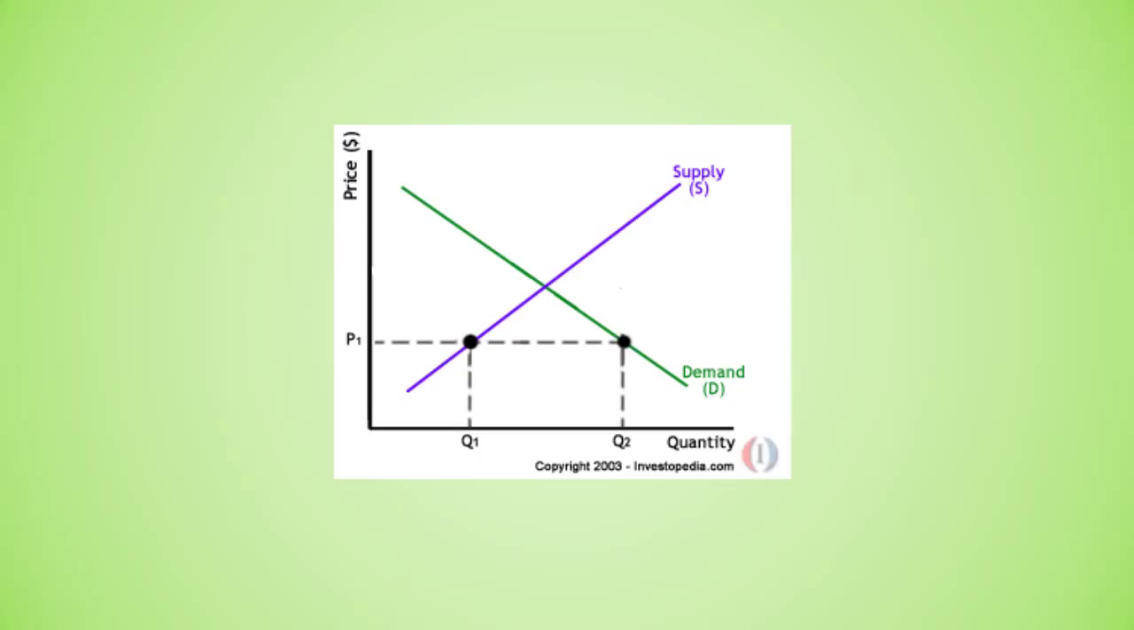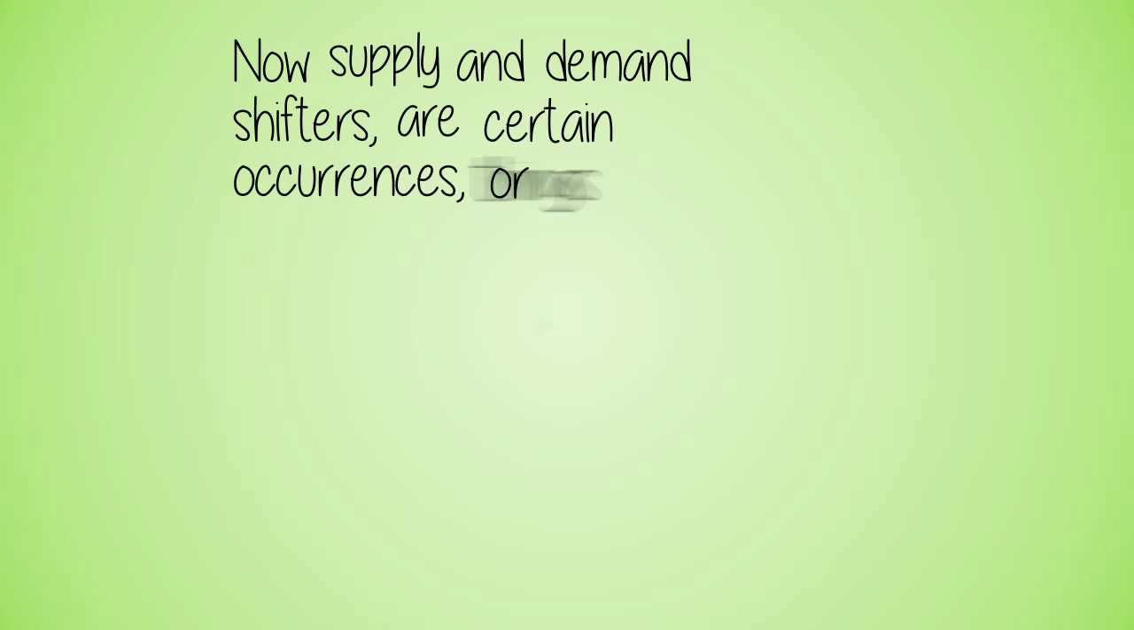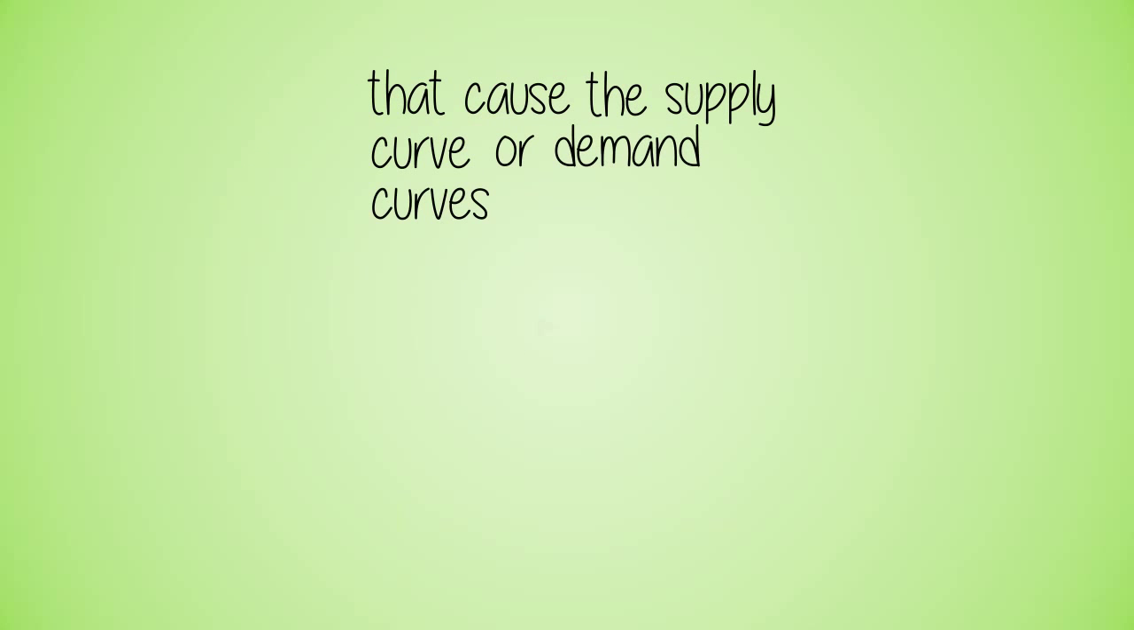So let's review. Supply and demand curves are basically just graphs to show, well, supply versus prices and demand for products versus prices. They help us understand how consumers react with certain prices and how markets work. Now, supply and demand shifters are certain occurrences or things that cause the supply curve or demand curves to shift or move either to the right or to the left.